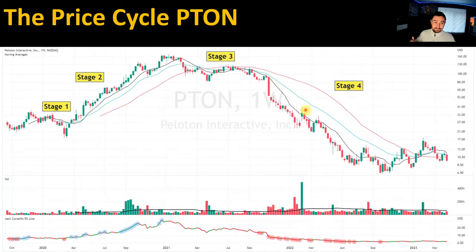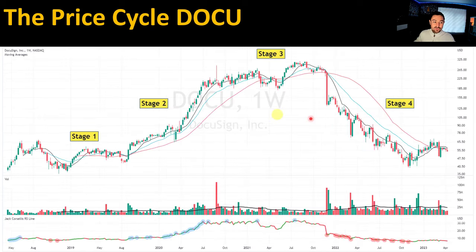If we look at another one, quite recent, this is Peloton. What do you notice? You have your stage one base here, you have your stage two uptrend, your stage three distributional top, and your stage four decline over here. Another one. This is DocuSign. Many of you will be familiar with it as well. Big stage one base over here, then the stage two uptrend, stage three distributional top, stage four markdown.